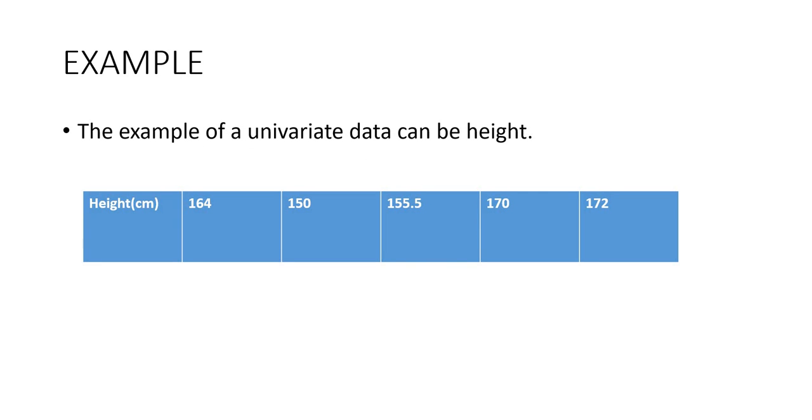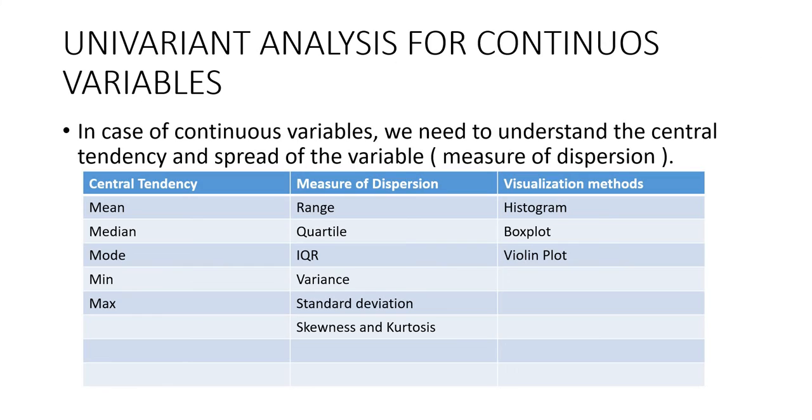For example, this is an example of univariate data. It can be height or it can be weight. All these things are the height of the students in a class or the weight of the students in a class. So these things are examples of univariate analysis. This is an example. Height 164 centimeter, 115. This is a simple example for univariate analysis.